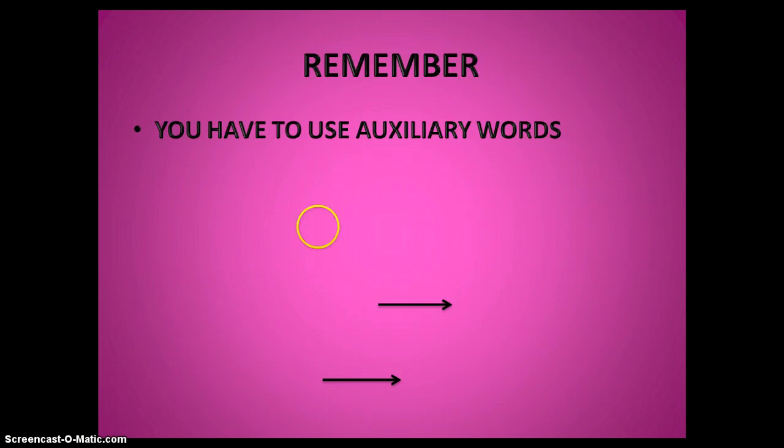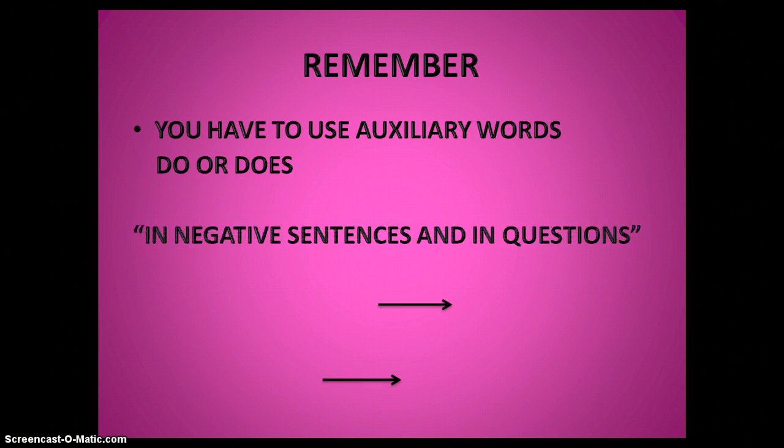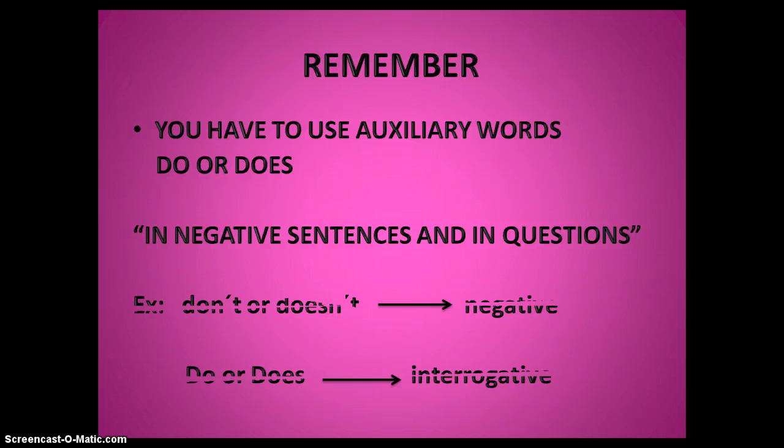Remember, you have to use auxiliary words, do or does, in negative sentences and in questions. For example, don't or doesn't negative, do or does interrogative.